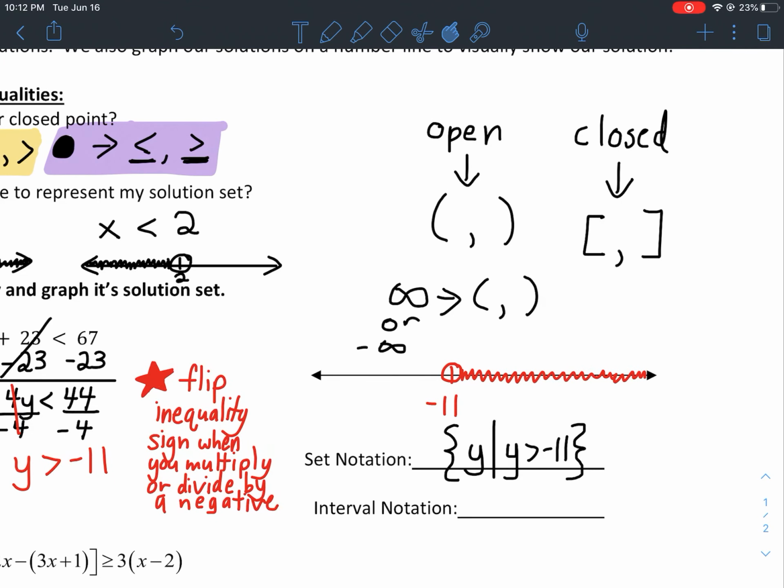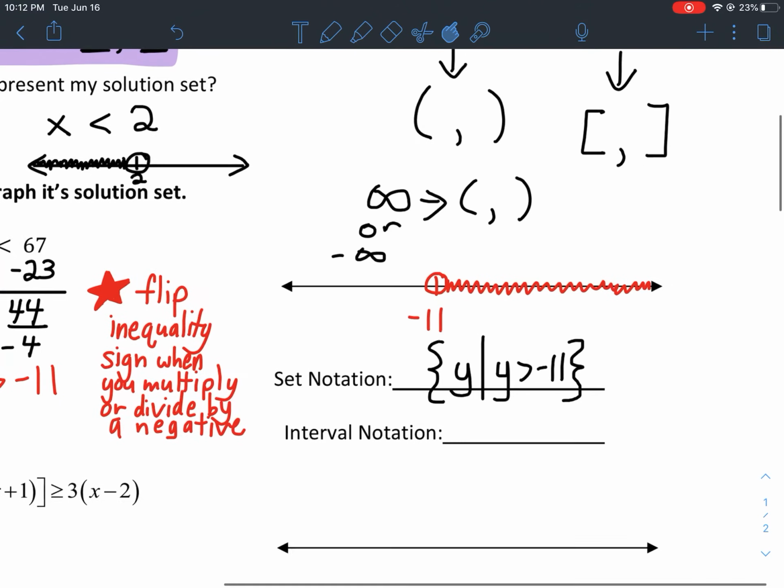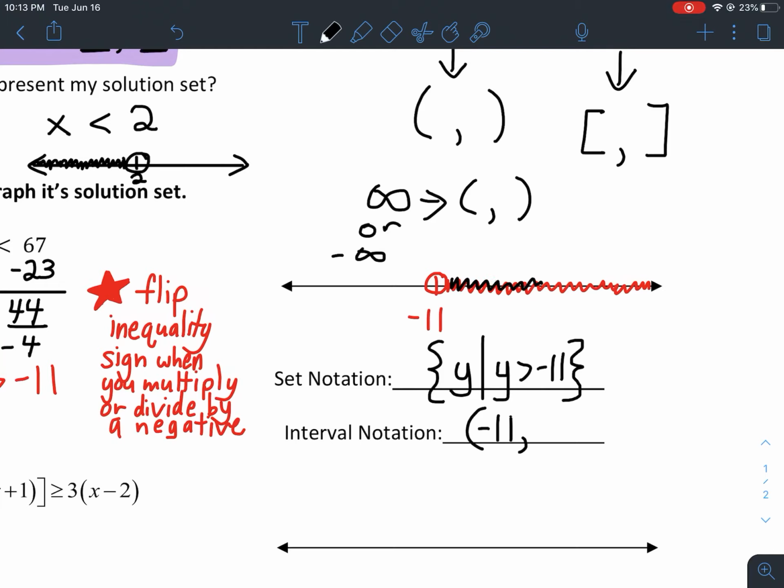Okay, so open, the parentheses mean it's not included in the solution set, and the brackets mean closed. It means that number is included in the solution set. So if we look at ours, -11, it's an open circle, which means -11 is not a solution. So -11, it's going to be a parenthesis. And we're looking for the interval that's the answer. So basically what you're trying to do is write in numbers what that shaded region right here is. So we go from left to right, reading that.